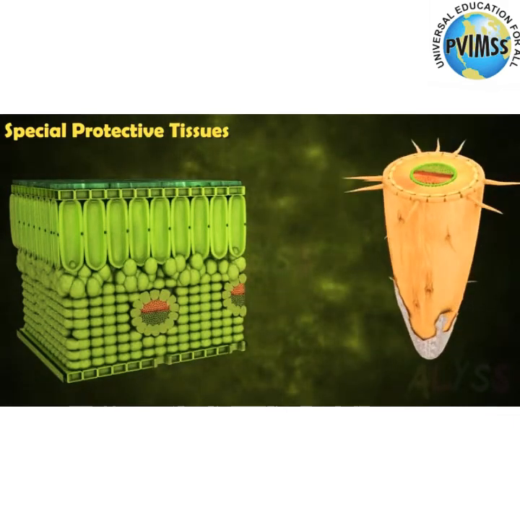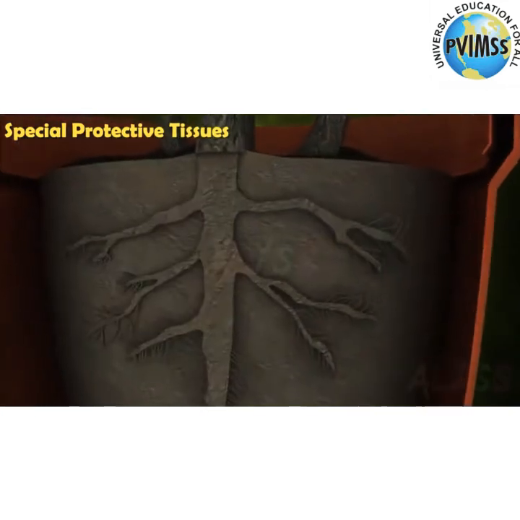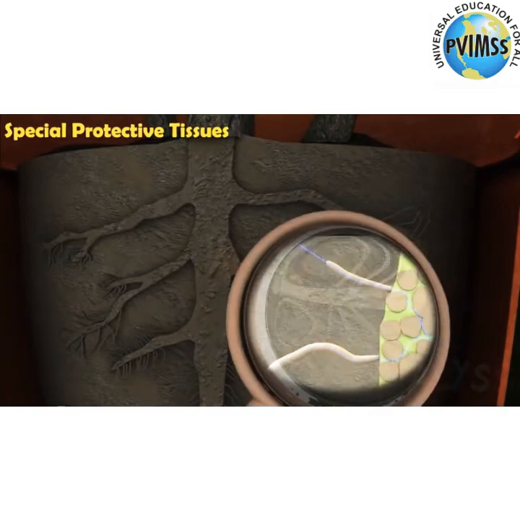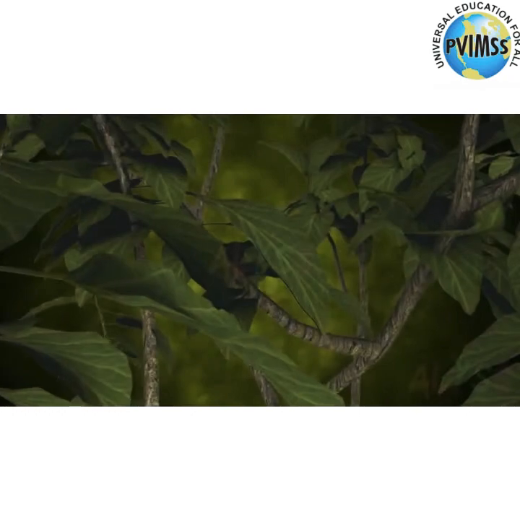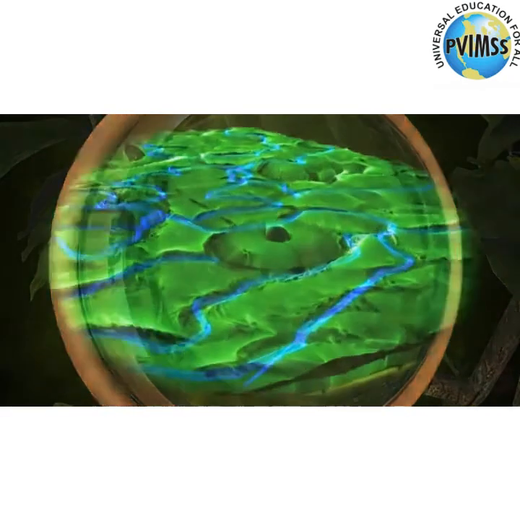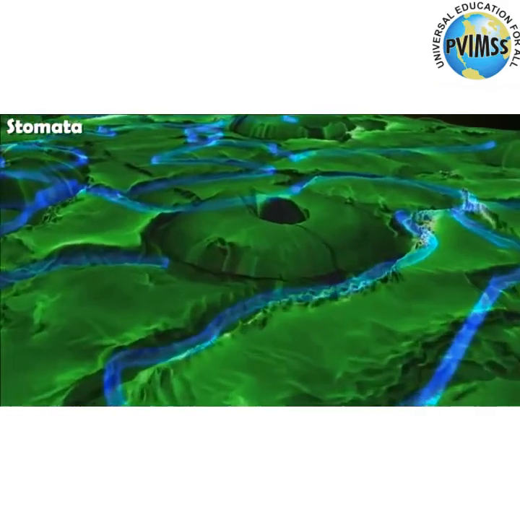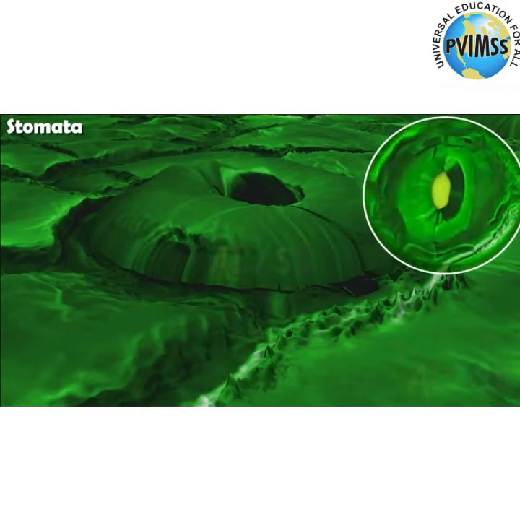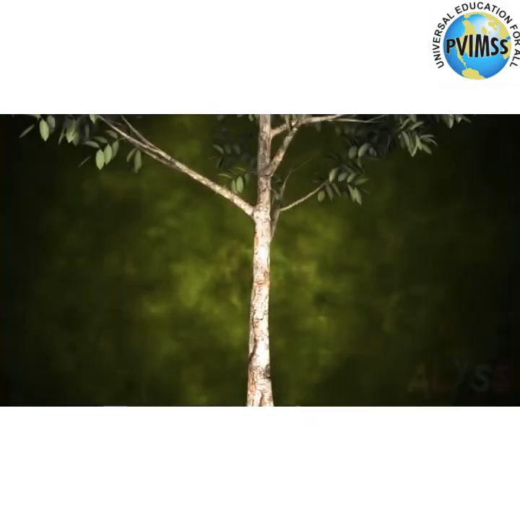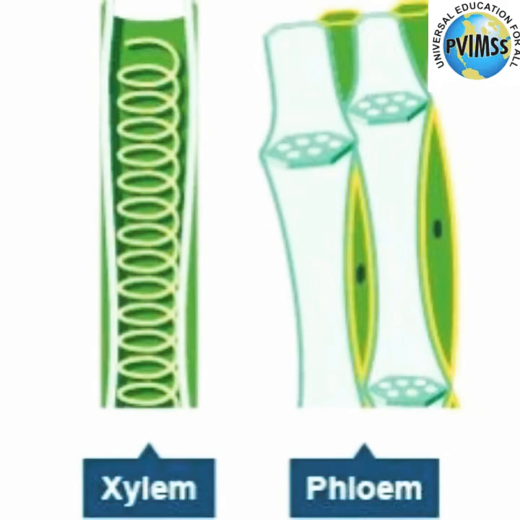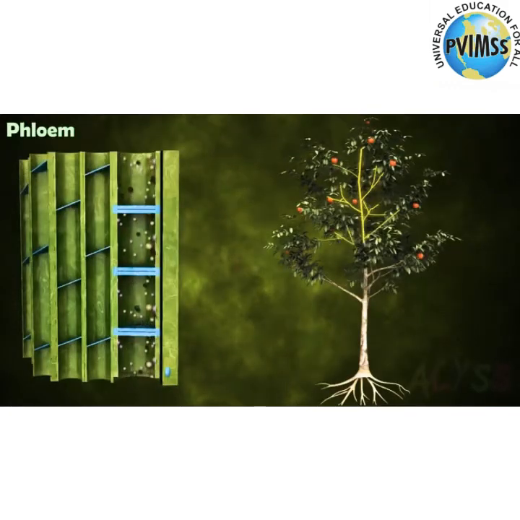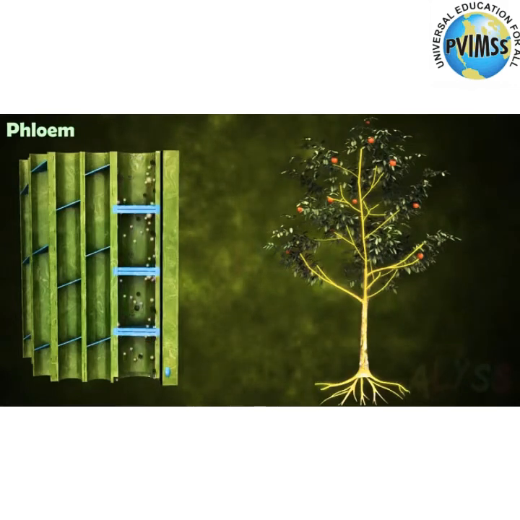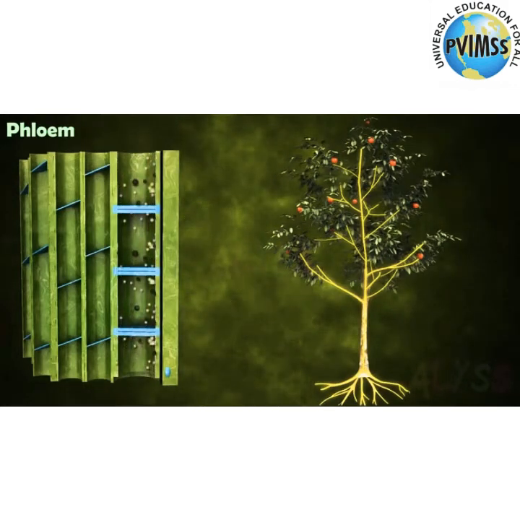Roots have root hairs which absorb the water from soil. They also absorb minerals dissolved in water. Plants have leaves, and leaves have stomata on the upper and lower epidermis, which help in the exchange of gases. Another type of tissues are xylem and phloem. Xylem carries water and minerals from root to leaf, while phloem tissue carries food from the leaves to other parts of the plant, as food is prepared in the leaves.